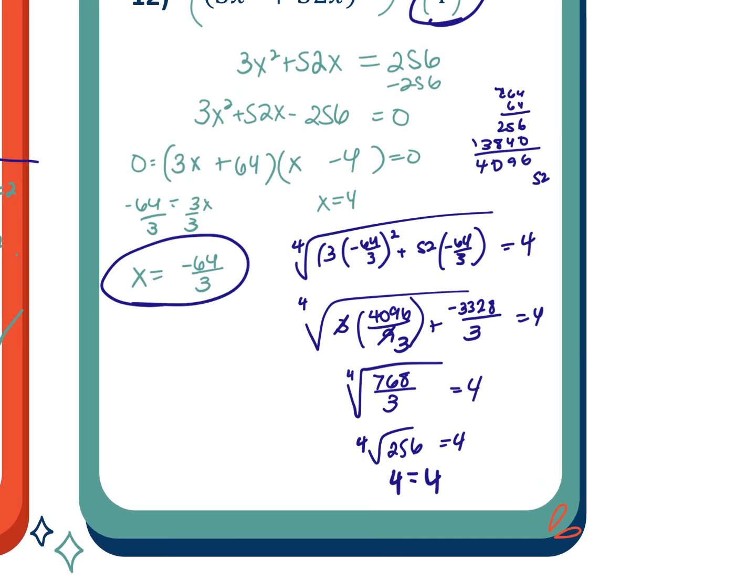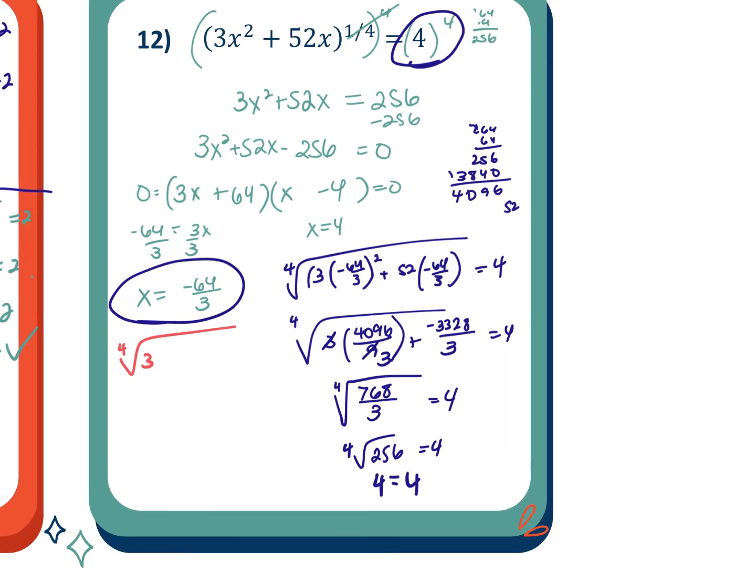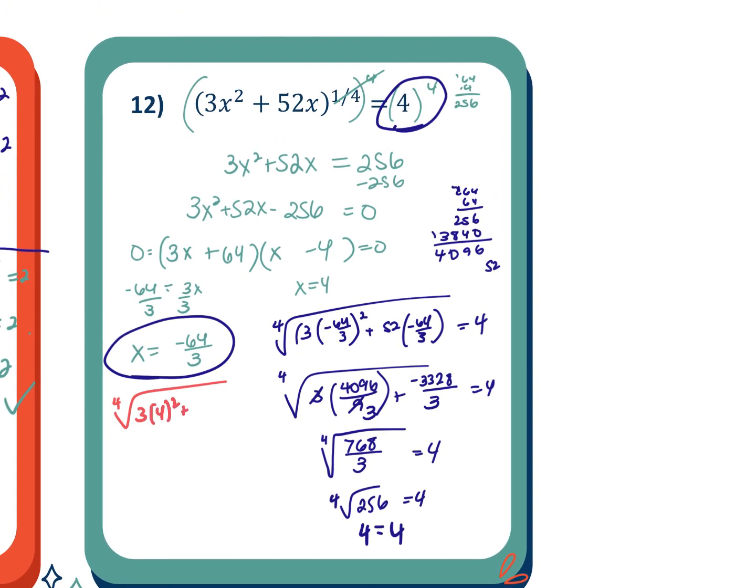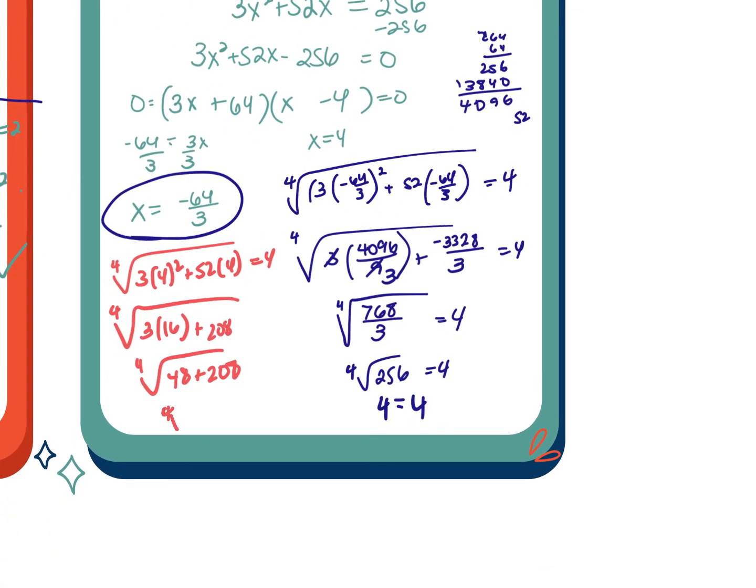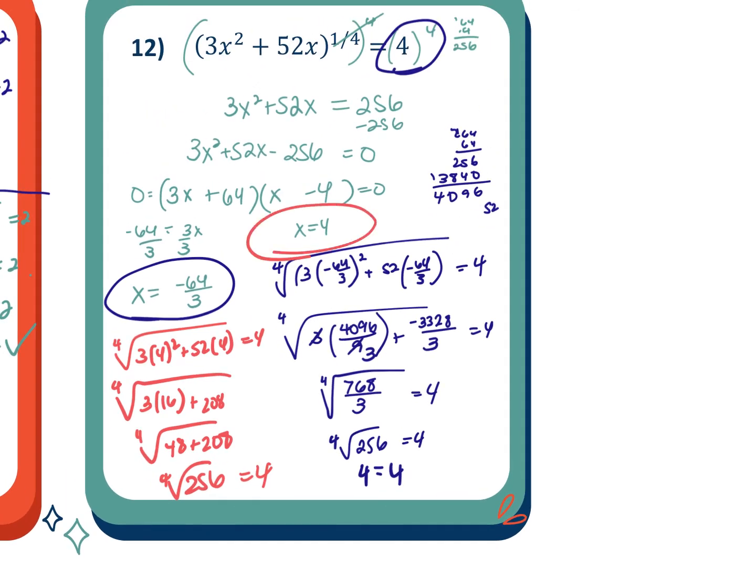The 4 is a little bit easier to plug in. So the fourth root of 3 times 4 squared plus 52 times 4 equals 4. Fourth root of 3 times 16, 52 times 4, 208, the fourth root of 48 plus 208, and I'm back to the fourth root of 256. That works as well. So if your numbers end up, especially on WebAssign, because they generate different numbers, if your numbers end up being that big, feel free to use a calculator to help yourself out, okay? They will not be that big on your test, where you wouldn't have a calculator.